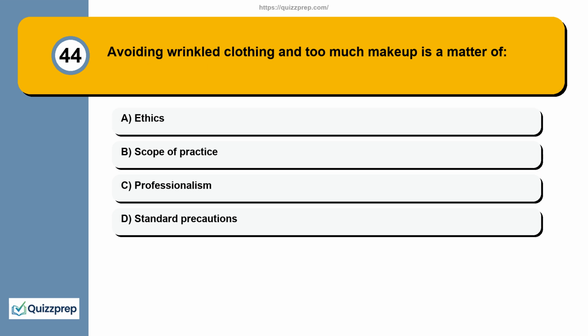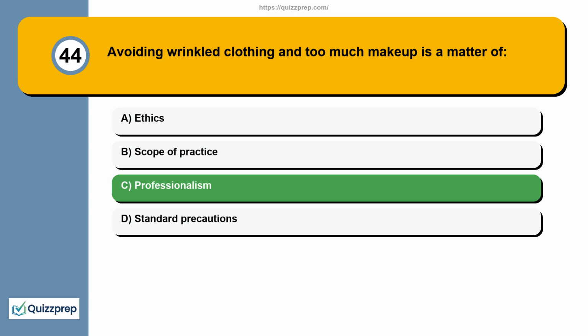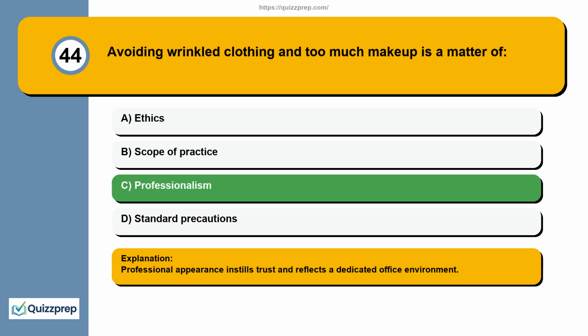Question 44. Avoiding wrinkled clothing and too much makeup is a matter of ethics, scope of practice, professionalism, standard precautions. Professional appearance instills trust and reflects a dedicated office environment.